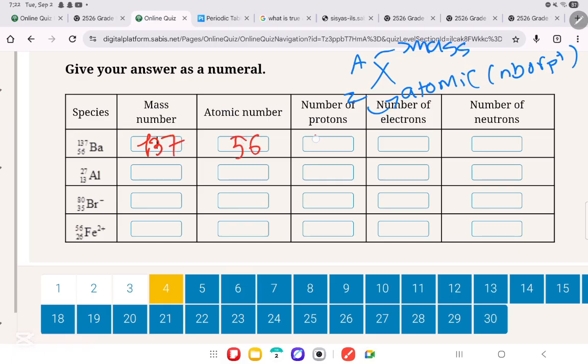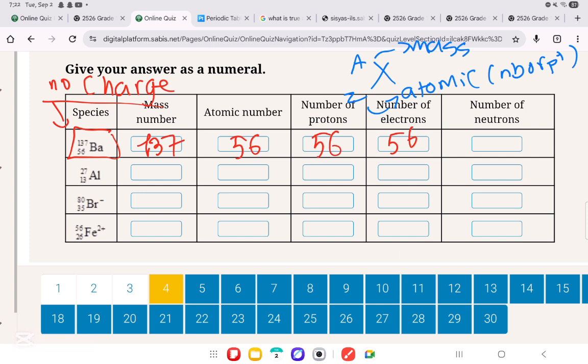What's the number of protons? Also 56, because atomic number is number of protons. What's the number of electrons? Because it is an atom and it has no charge, we will say that the number of electrons for it is 56. Only in the case that it is an atom and has no charge will the number of protons be equal to the number of electrons.